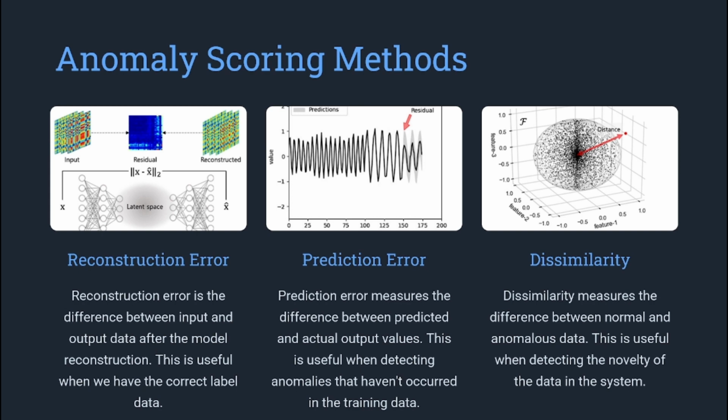Also, we can use prediction error. Prediction error measures the difference between predicted and actual output values. This is useful in detecting the anomalies that haven't occurred in the training data.